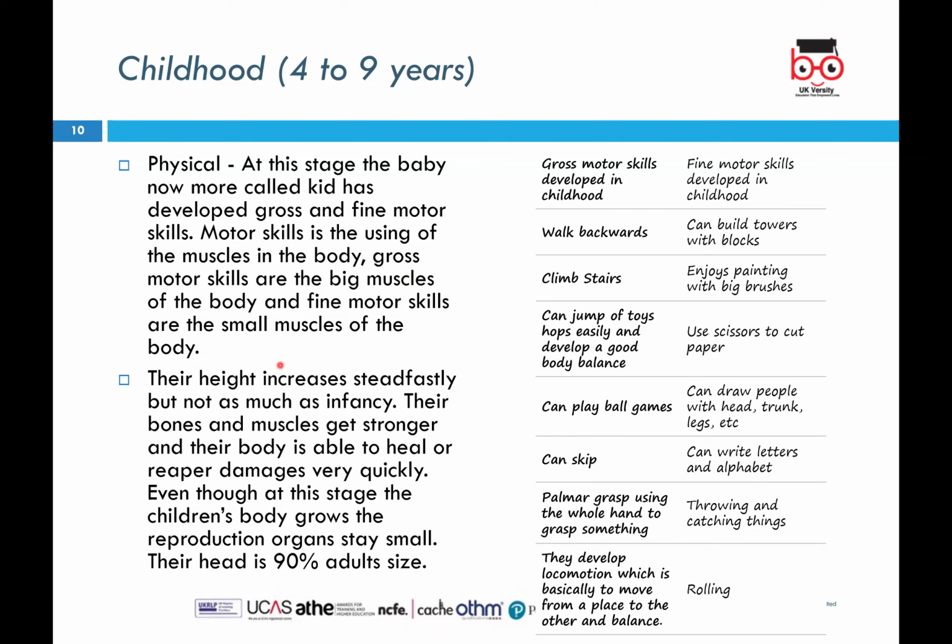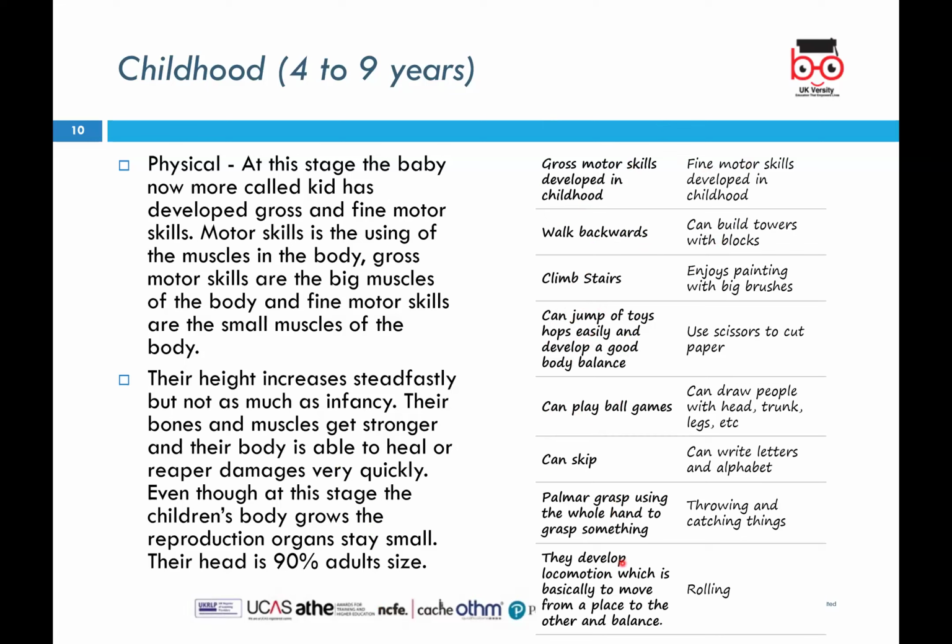Gross motor skills and fine motor skills have been mentioned over here for babies or for children. So they can walk backwards, that is a gross motor skill. They can climb upstairs, downstairs, they can jump. They can play ball games, can skip. There's a palmar grasp, using the whole hand to grasp something. That's a gross motor skill. They develop locomotion, which is basically to move from one place to another.